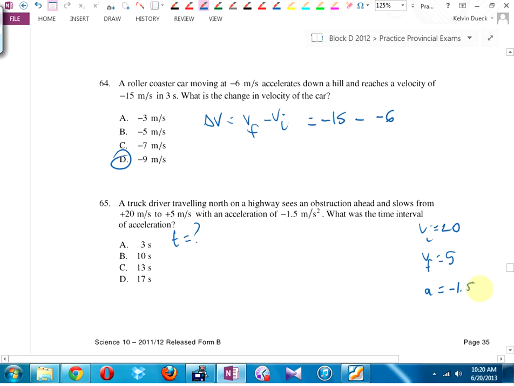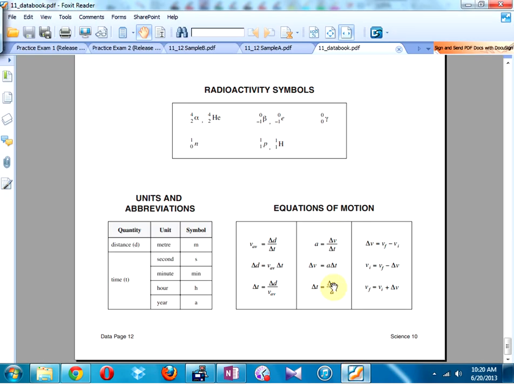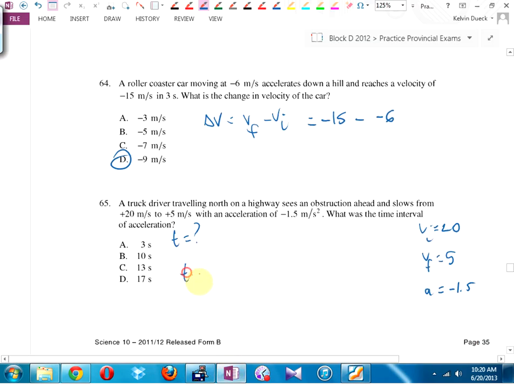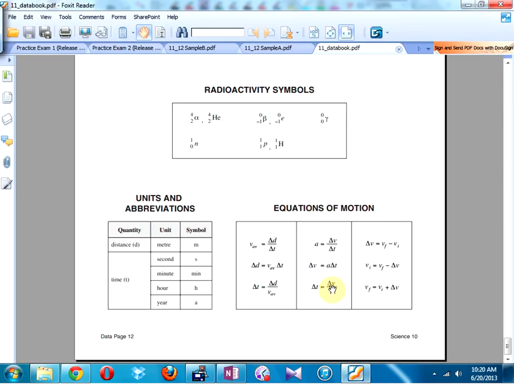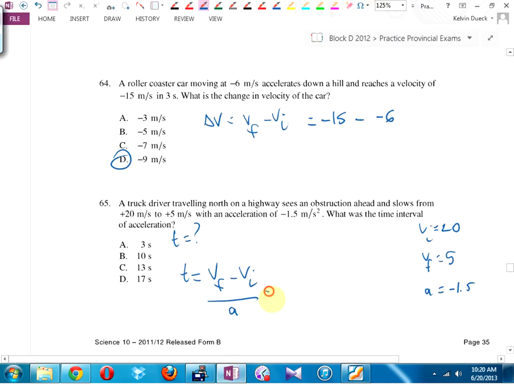So I'm looking for an equation that has the t by itself, this one, except I'm not going to write delta v, because what's delta v the same as over here? Okay, so time is going to be v final minus v initial. You see where we got that from? Change in velocity over a, but I plug this in right away. I hardly ever write change in velocity. I almost always just go, change in anything is final minus initial. Why don't I just go sprinting to that right away? It's going to be 5 minus 20 divided by negative 1.5, which is what?